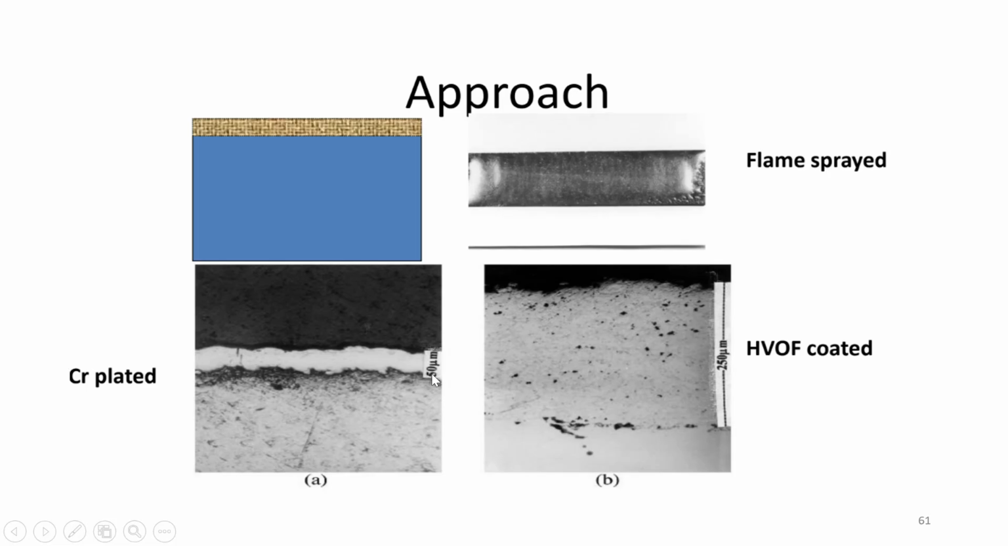Next are these three approaches for the formation of these films. First is flame sprayed, then chromium plating and HVOF coated, and the thickness is different. In case of chromium plated it is around 50 micrometer, while here it is 250 micrometer.